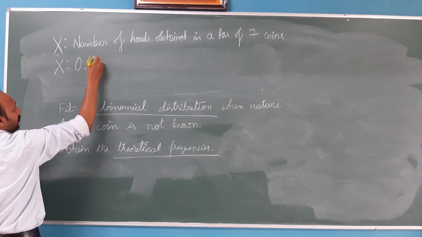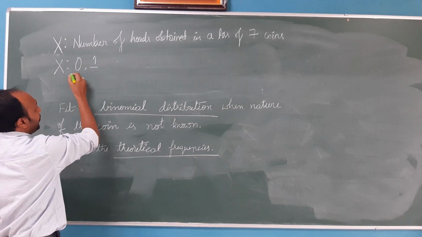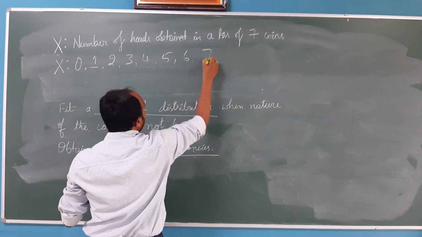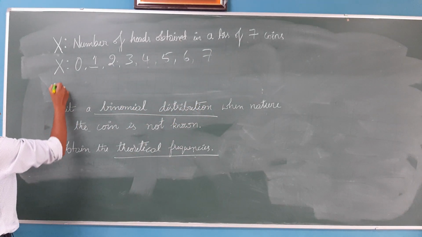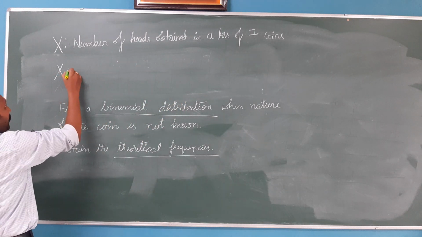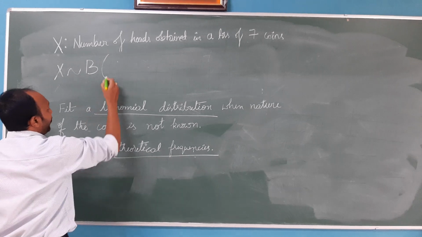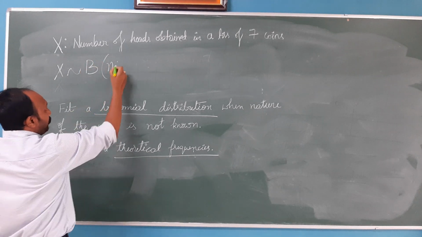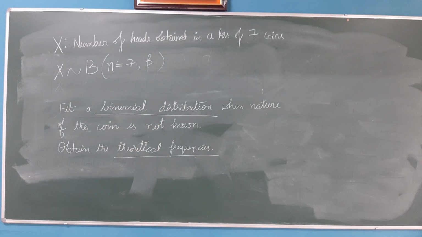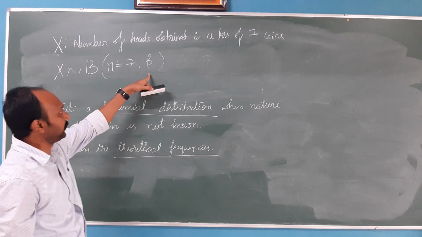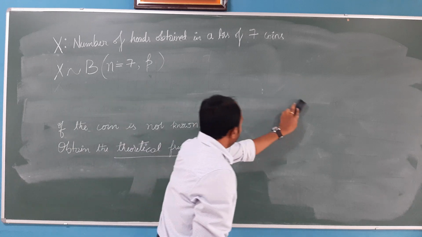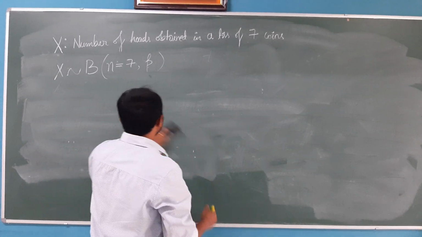It can take value 0. What does x indicate? Number of heads. It can take value 0 or 1 or 2, 3, 4, 5, 6, 7. So then what is x? X is a binomial variable with parameter n value 7, and what is the probability of success, p? We don't know. We need to find this. So we are not having any knowledge regarding what is the probability of success p. We need to find p. So how to estimate p?